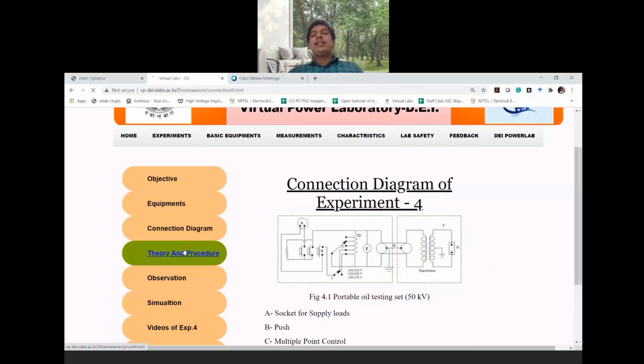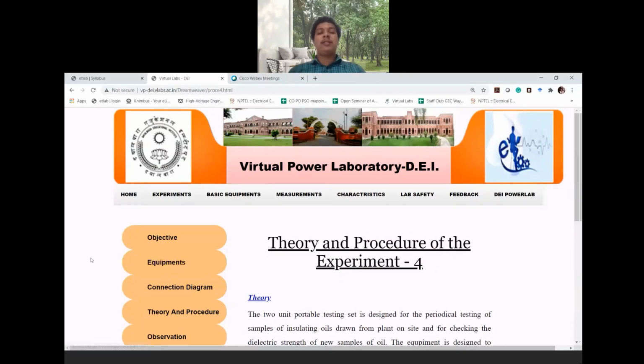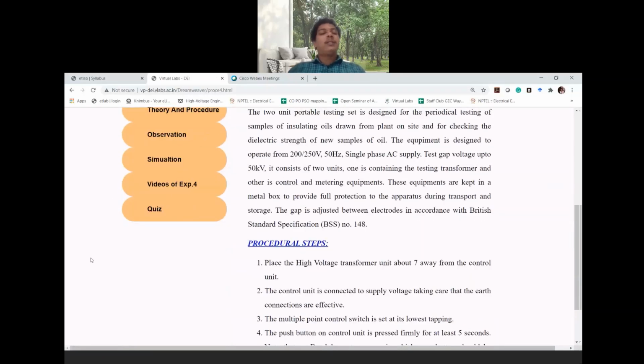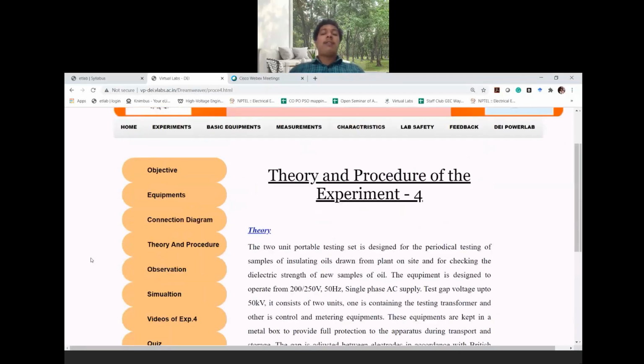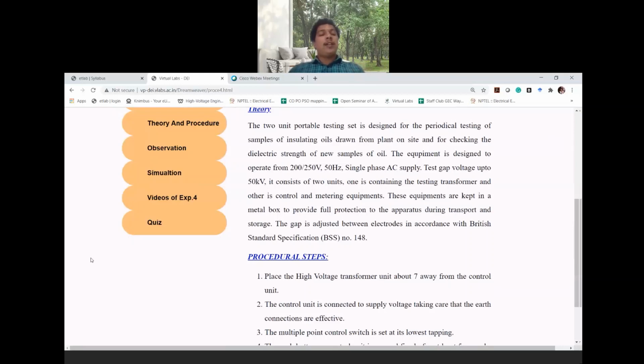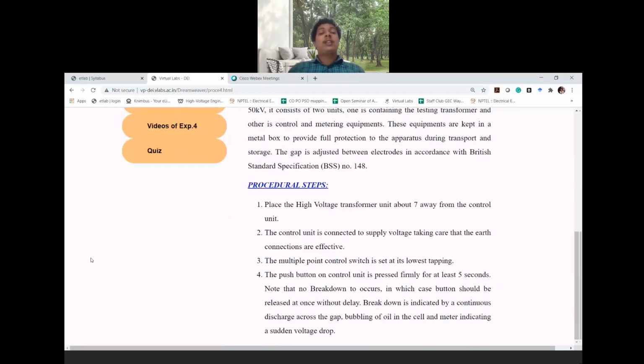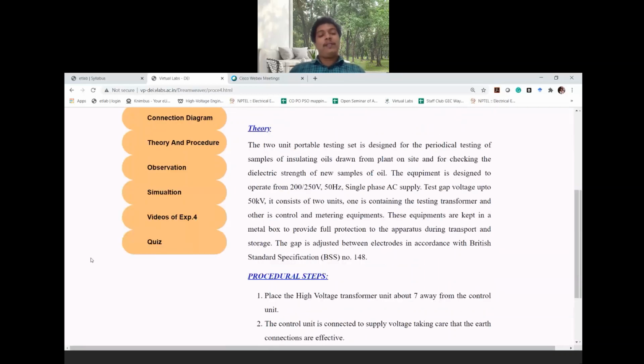So everything is here. That is what I want to say. You have to go through the theory and procedure of the experiment; you can see this for yourself. What we usually do is this much only. We apply high voltage and see at what voltage the transformer oil is going to break down. So that is what we usually see.